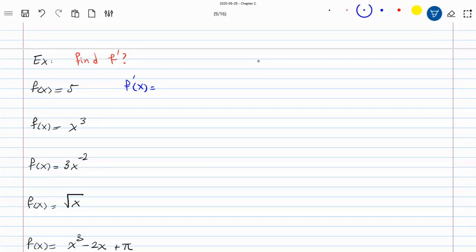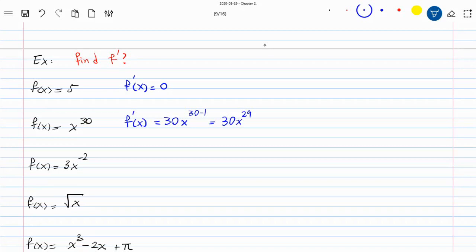Derivative of any constant? 0, first rule. Derivative of 5 is simply 0. f of x is given x cubed. We already did this example, but let's try it one more time. Let me change it to a different number. Let's say it was x to the 30. What would be the derivative? Drag down the 30, subtract 1 from the exponent, 30 minus 1. So you will get 30 x to the power 29.